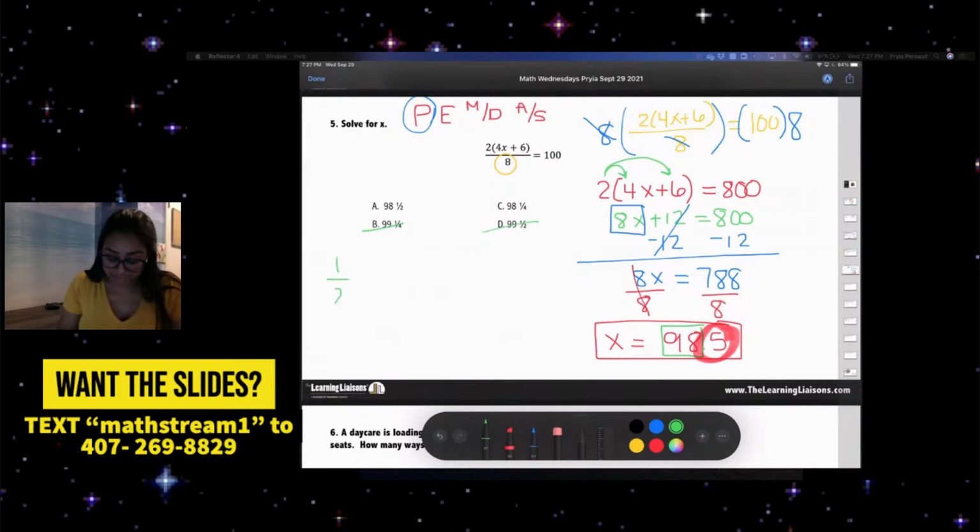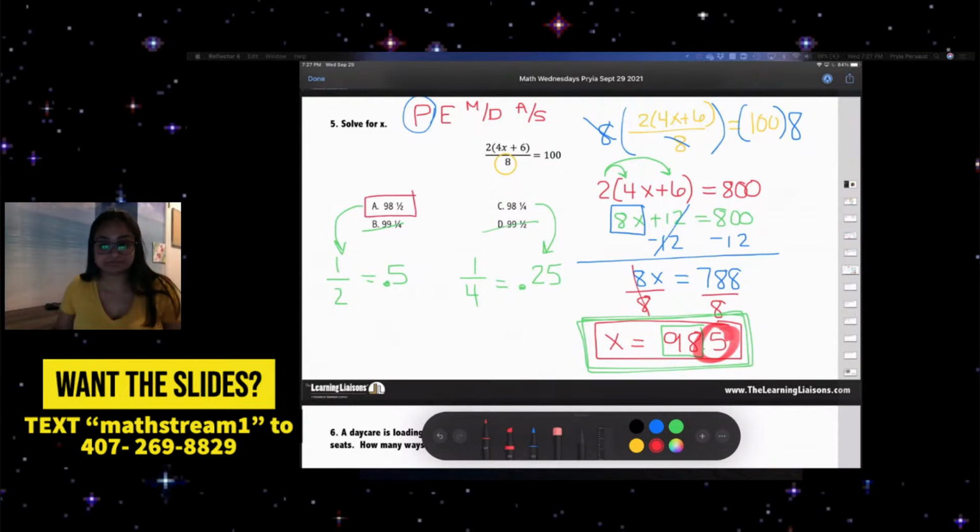If we have 1/2, you do 1 divided by 2 in your calculator, and it just so happens to give you 0.5. But let's say you didn't know that it was half, and you thought it was 1/4. If you do 1/4, what do you get? 0.25. Well, if 1/4 gave you 0.25 and half gave you 0.5, and your answer was 98.5, what do you think your answer should be? 98 and a half. They don't seem so bad, do they?